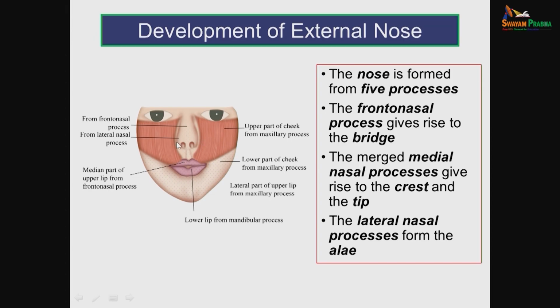These are the ala of the nose, which are coming from the lateral nasal process. The crest and tip are coming from the merged medial nasal process, and the bridge is going to come from the frontonasal process. Hence these 5 processes contribute to the formation of the external nose.